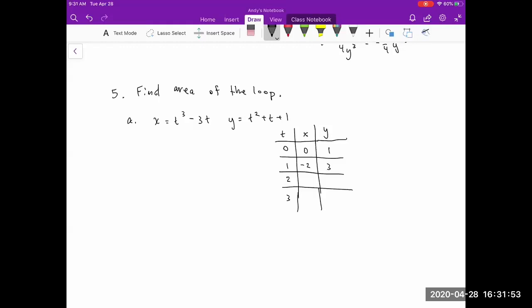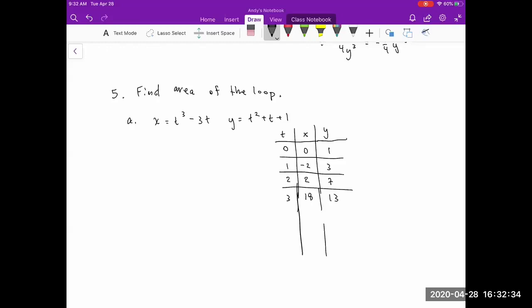All right, let's see. When you plug in 2 for t, for the x value, we get 2 cubed is 8, minus 3 times 2 is 6, so it's going to be 2. For y, I'm just plugging it into the equation, so I get 2 squared plus 2 plus 1. So it's 4 plus 2 plus 1, it's 7. Now, 3 I think will be too large, but let's take a look at it. 3 cubed is 27 minus 9, so it's going to be 18 for x. And then y is 3 squared, which is 9, plus 3, plus 1, so it's going to be 13.